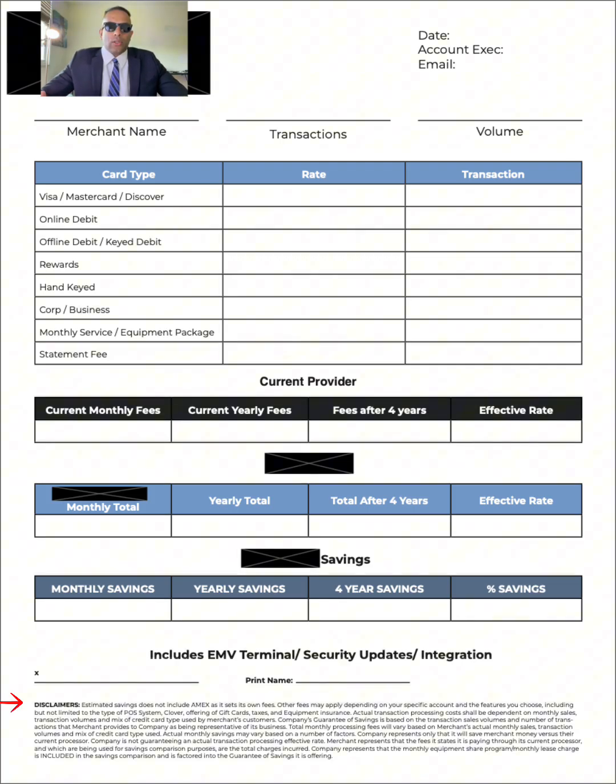There is a disclaimer that talks about Amex, which is American Express, and they do have their own separate statement.